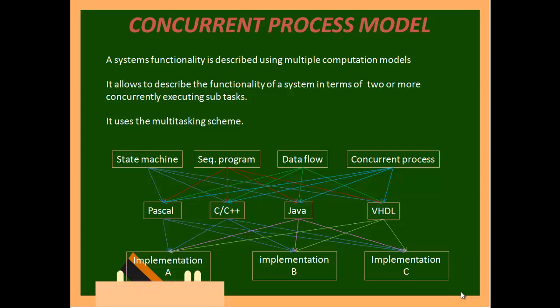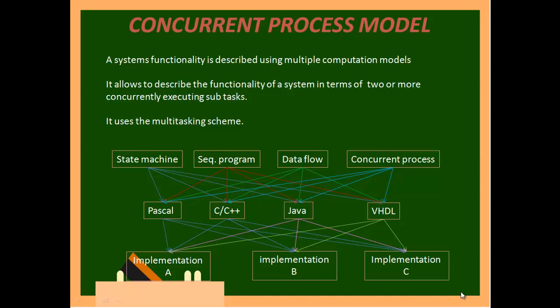See, for example, implementation of A, implementation of B and implementation of C are three different tasks which you want to do. In that case you use something from state machine, something from sequential. State machine is done with Pascal, sequential is done with C, C++, data flow from Java. All this you can combine and implement A, and then all this you will combine and implement in B.